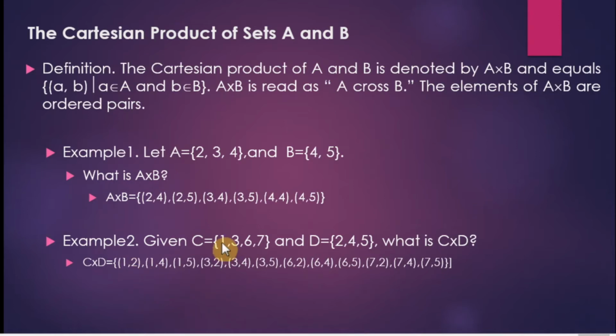We can pair 1 with 2, that's our first ordered pair. Also, we can pair 1 to 4, that's our second pair. If we do that, we can complete the 12 ordered pairs.